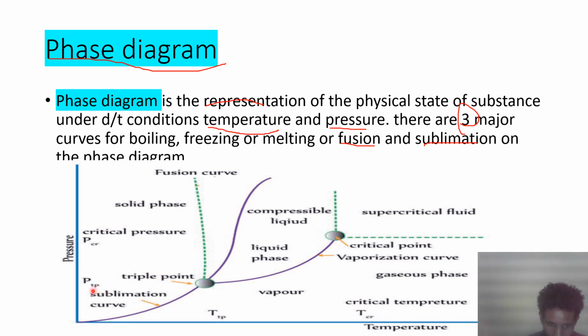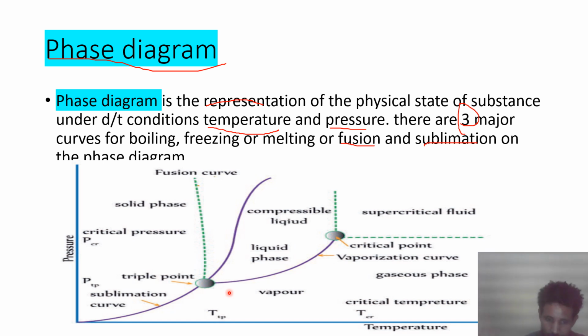There is a triple point. This one is the triple point. So yeah, we can have a vaporization curve. As I told you, vaporization curve, fusion curve, sublimation curve. We can have different curves in a phase diagram, as I told you before.